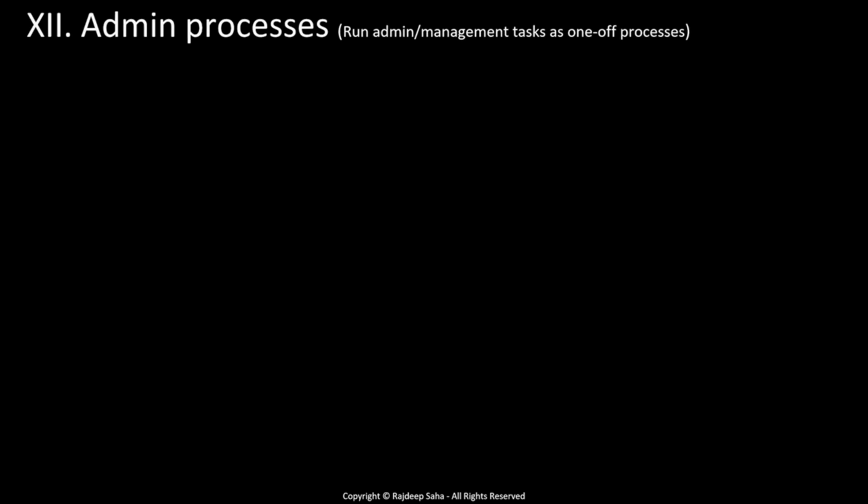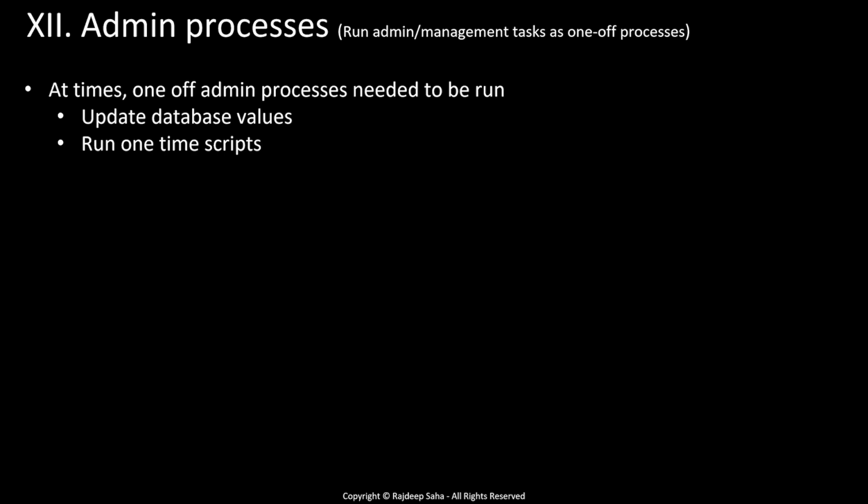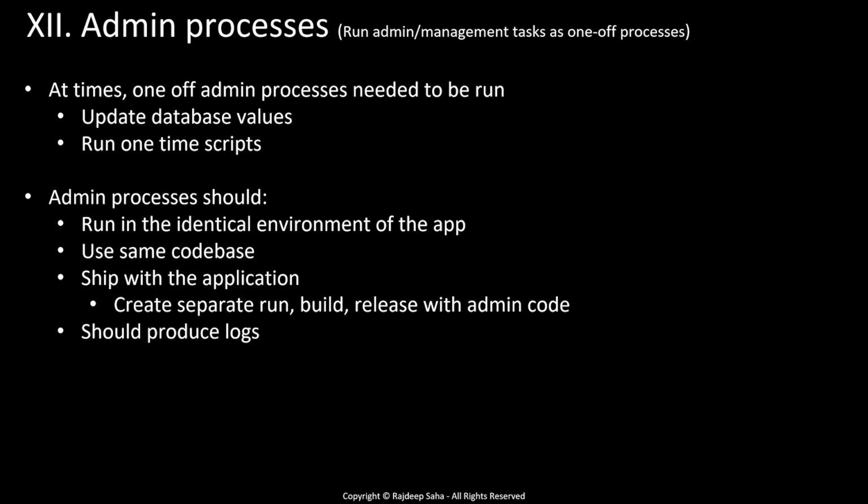Now the last one is admin processes. It says run admin or management tasks as one-off processes. At times, one-off admin processes need to be run. For example, you need to go update some database values, or you need to run one-time scripts. According to 12-factor apps, the admin processes should run in the identical environment of the app, use the same code base, and ship with the application. Pretty sure you folks are confused, so let me explain.